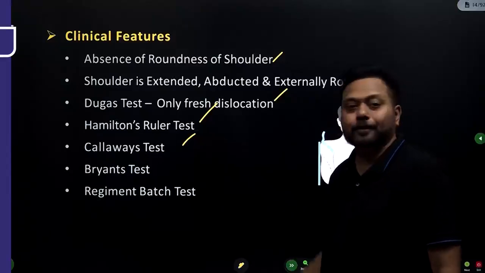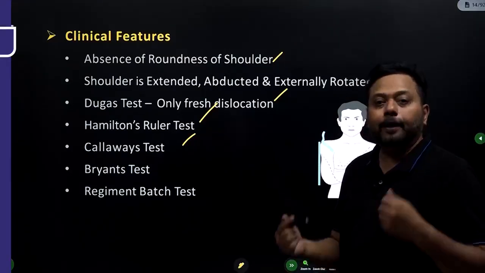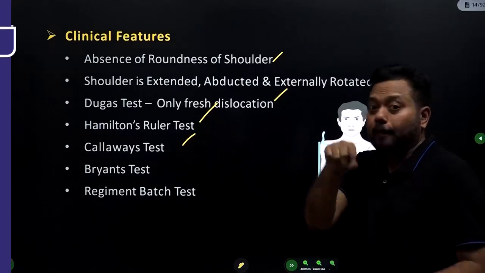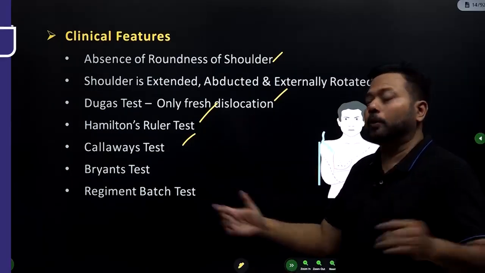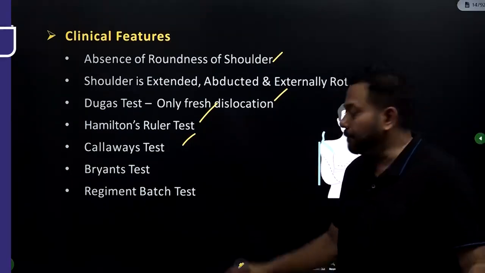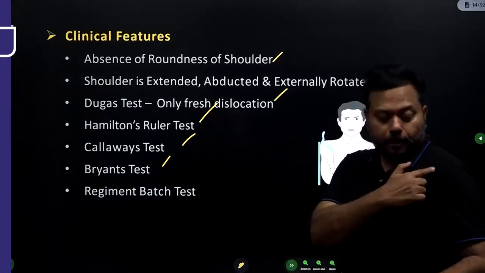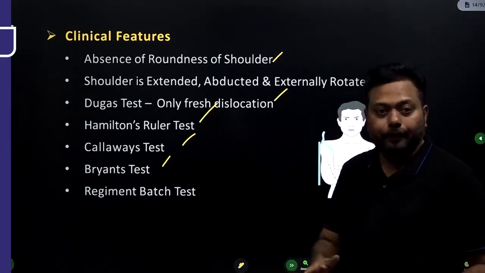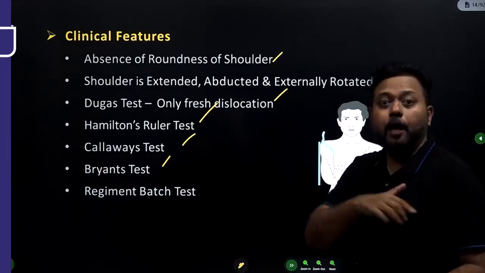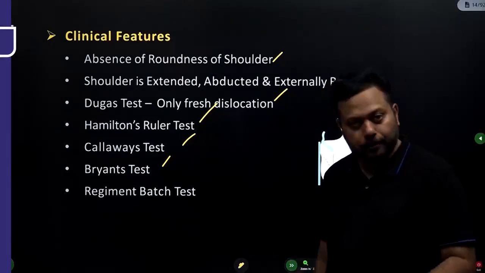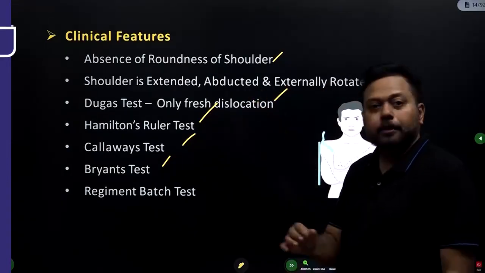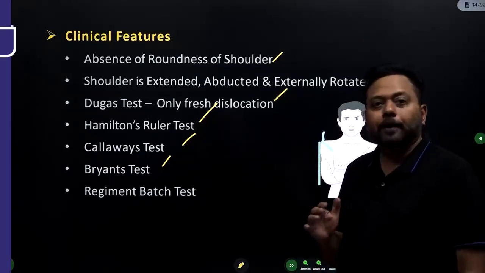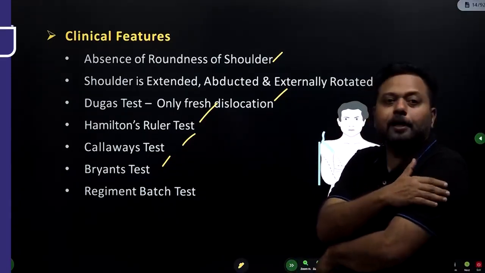Then comes Calve's test. Take an inch tape and measure the girth, the width of the axilla. On the affected side, the width is more. That is called Calve's test. Then comes Bryant's test. Normally all of us have an anterior axillary fold. In shoulder dislocation, on the affected side, the anterior axillary fold is pushed down. That's called Bryant's test. And the commonest nerve compressed in shoulder dislocation is the axillary nerve, so the patient will have loss of sensation over the deltoid.